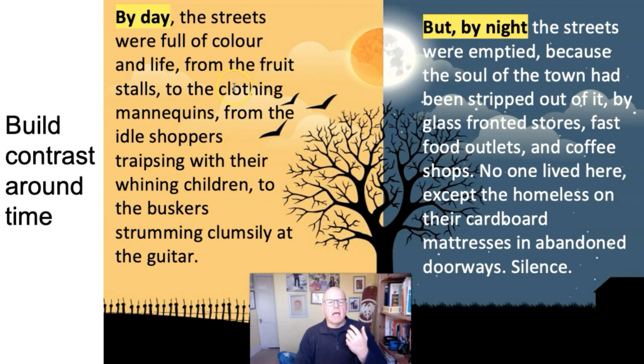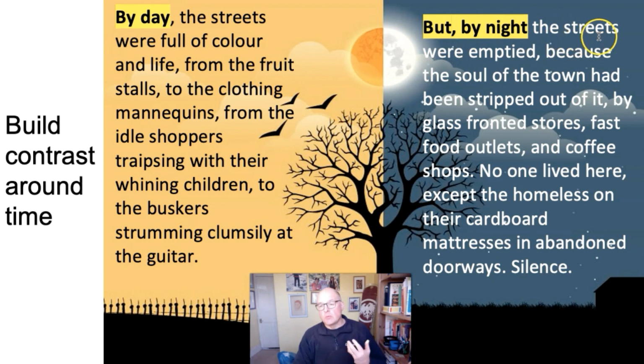So we could have a description by day and then contrast that with a but for nighttime, a near opposite. And this is super easy for you to do in any descriptive question in the exam. By day, the streets were full of colour and life, from the fruit stalls to the clothing mannequins, from the idle shoppers traipsing with their whining children to the buskers strumming clumsily at the guitar. Notice as well how useful the list sentence is for layering description and creating a vivid picture.